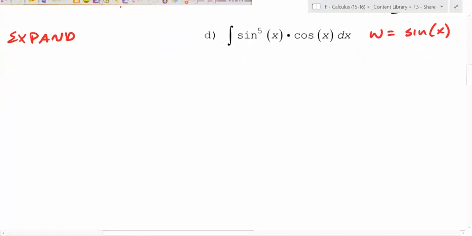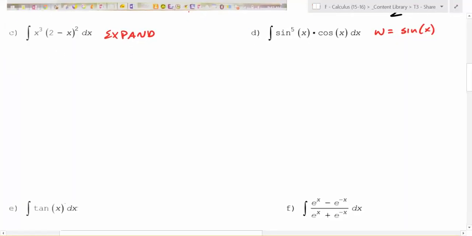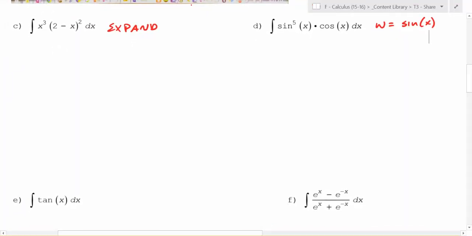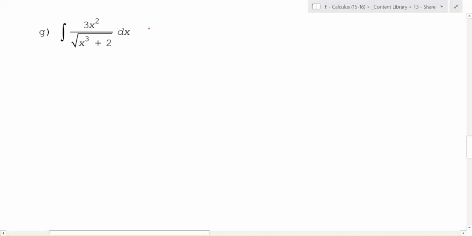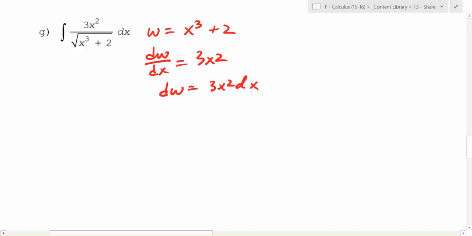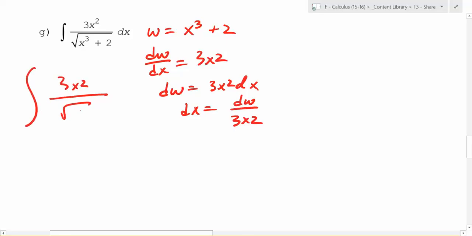Okay, so get back to the board with your same groups, everybody. If you were through the radical sign, right? So in this case, we had w equals x cubed plus 2. So dw dx is equal to 3x squared. So dw is equal to 3x squared dx, so dx is equal to dw over 3x squared. When you make the substitution, you end up with 3x squared over the square root of w times dw over 3x squared. And is that the best kind of cancellation you can get on these? Yes, it doesn't get any better than that, where it gets rid of everything, effectively.